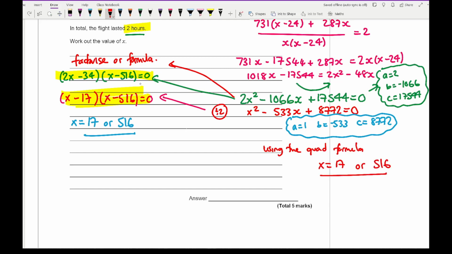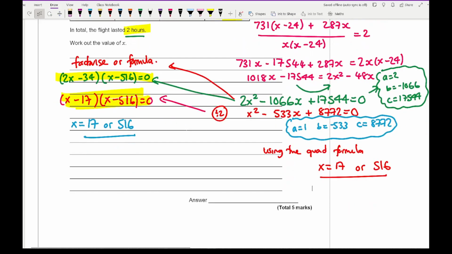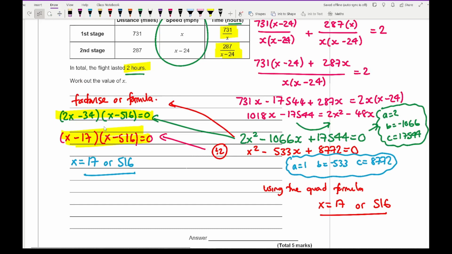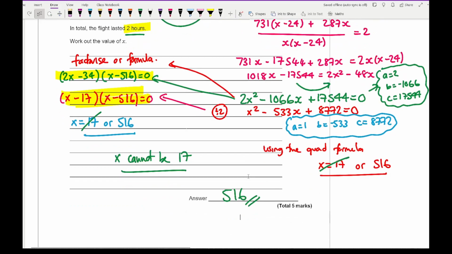Now, going back to the original question, if you write that as your final answer, you're only going to get 4 marks. The reason is that if we look at the speed, we've got two possible values of x. Here, x can't equal 17, because if x does equal 17, we're going to end up with a negative speed travelling back on the second stage, and that's not possible. So here x cannot be 17. You don't need to write that, you can just ignore it. So the correct answer you should have is 516 for the 5 marks.